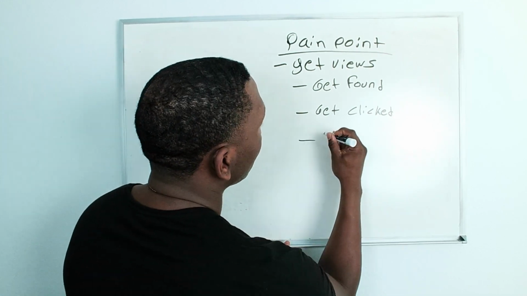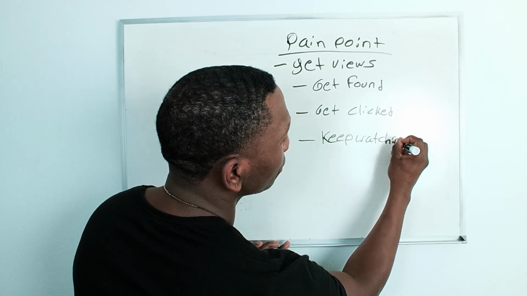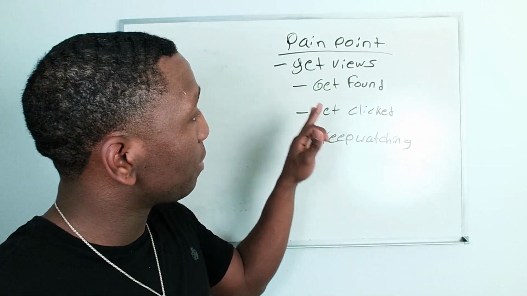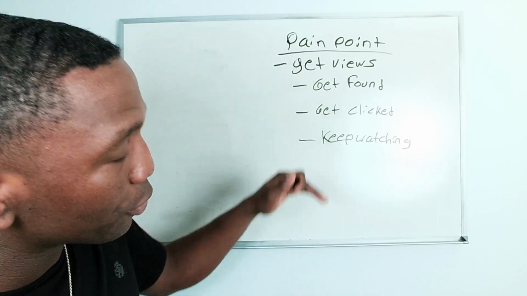Now, the next thing is they need to keep people watching. So we're just going to write keep watching. All right, there it is right there. So those are the main three things. To get views, they need to get found, get clicked, and keep watching, right?